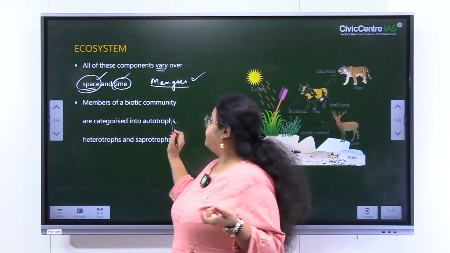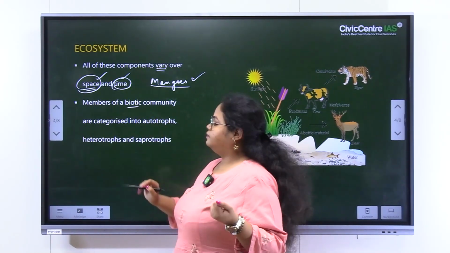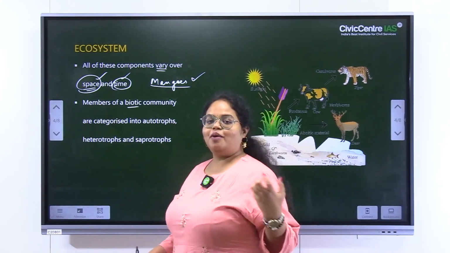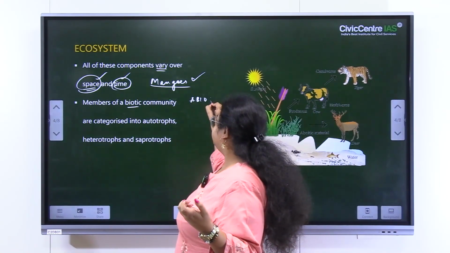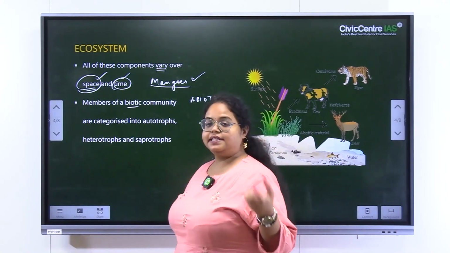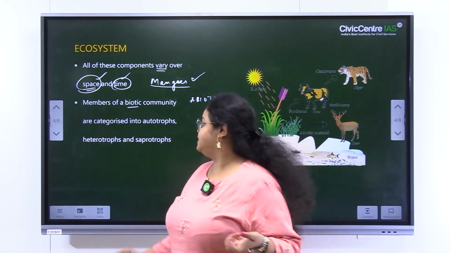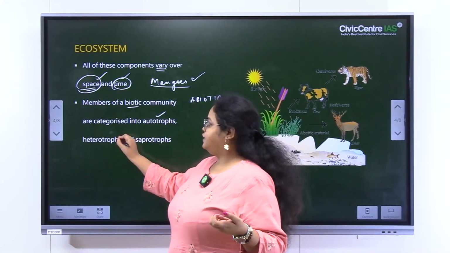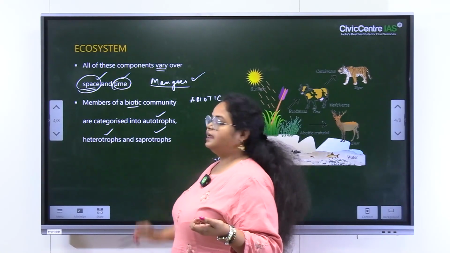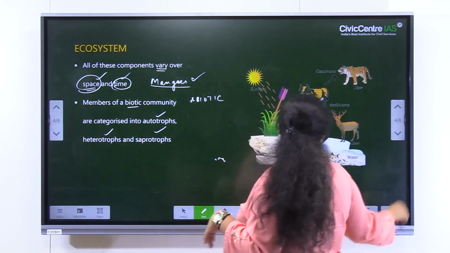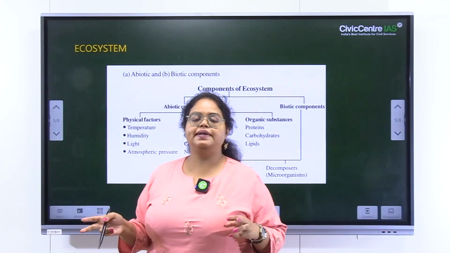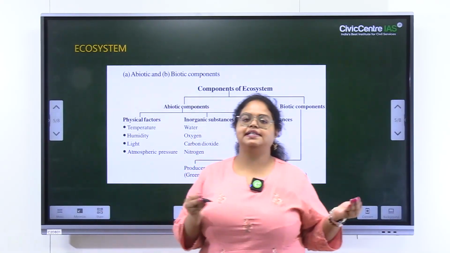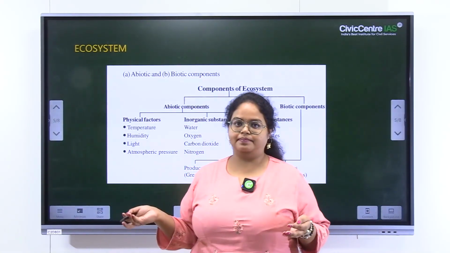As we've discussed, the components of the ecosystem are both abiotic and biotic, and the biotic community is further categorized as autotrophs, heterotrophs and saprotrophs. Let's see this in a flowchart. So we have discussed that there are two components of the ecosystem, that is the abiotic components and biotic components.